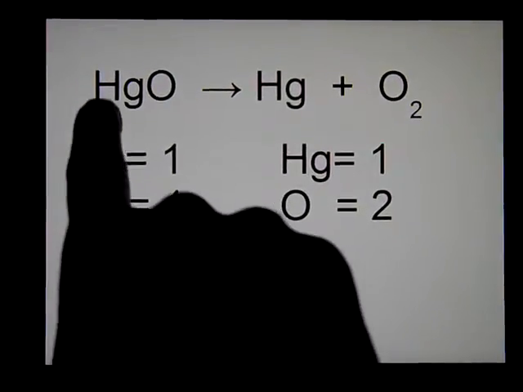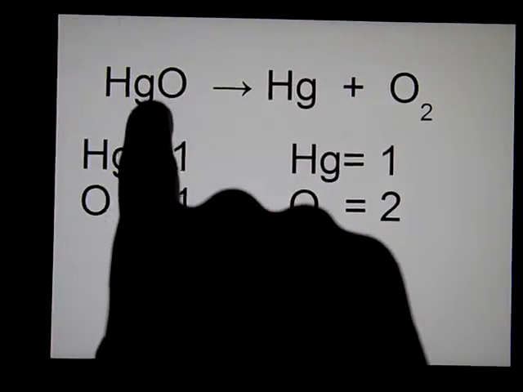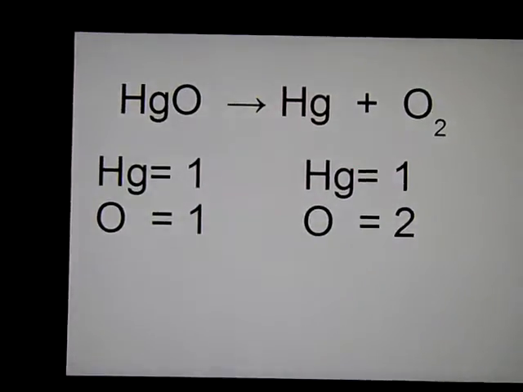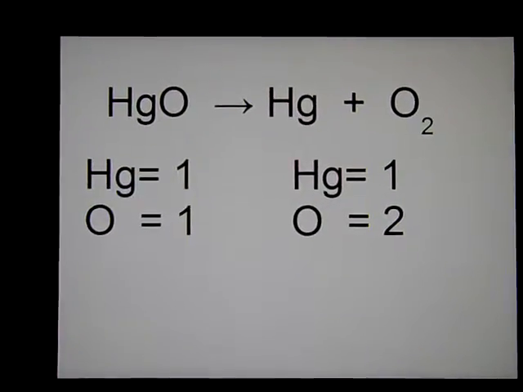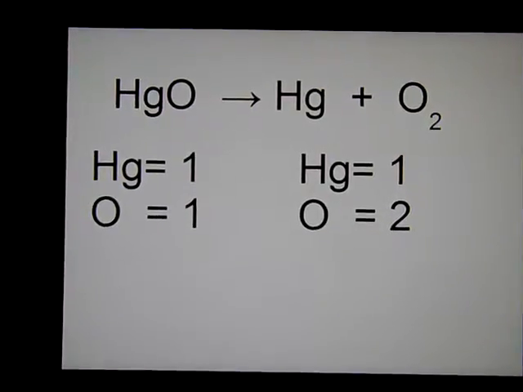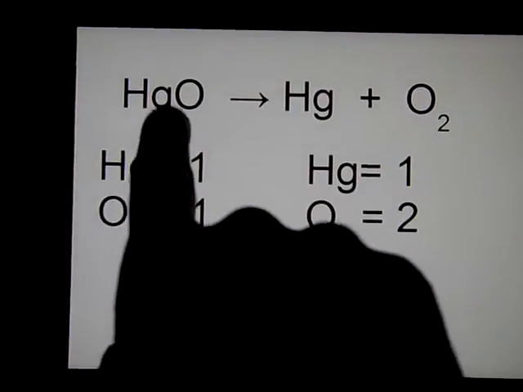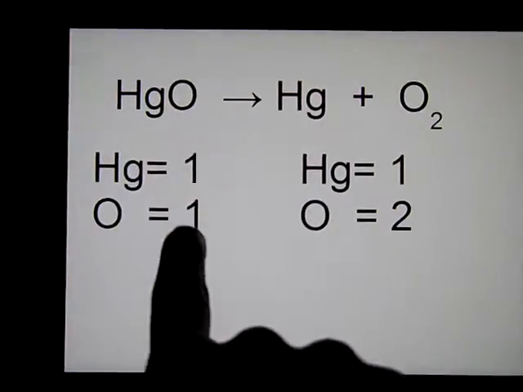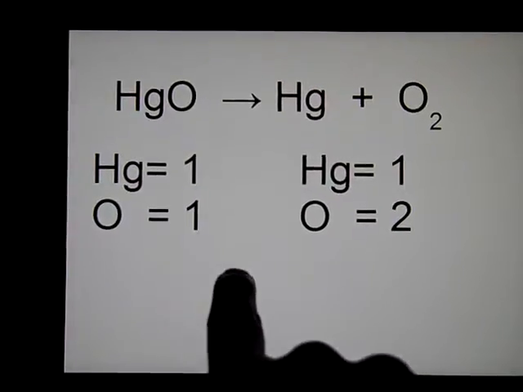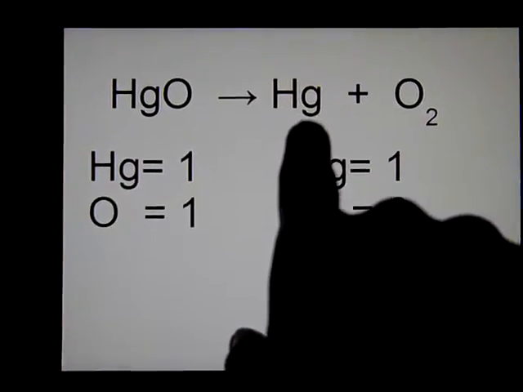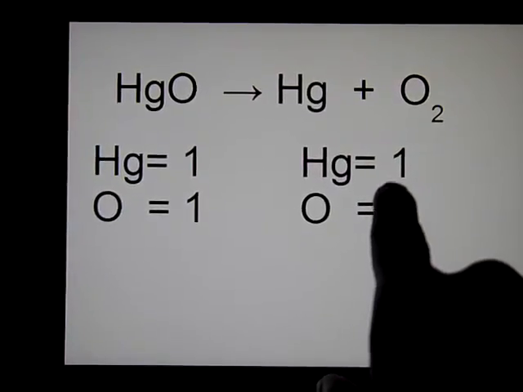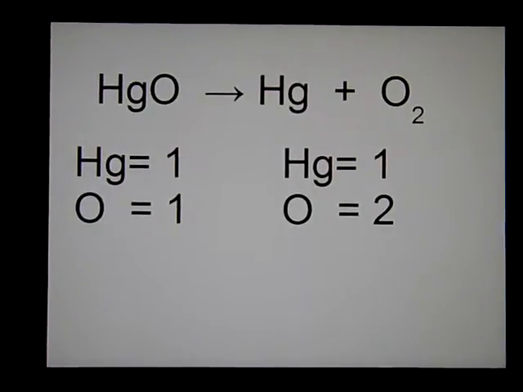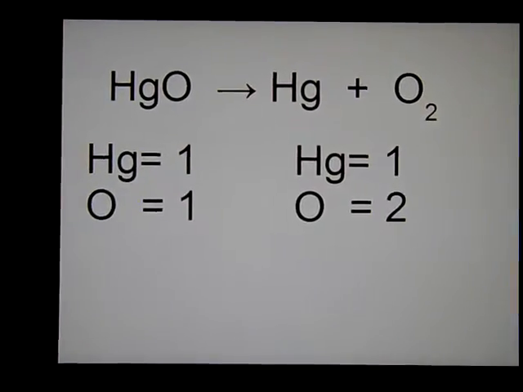In this one we have mercury 2 oxide, HgO, producing mercury and oxygen. And again, I made a list of both sides of the equation so we knew what was out of balance before we started. No subscript on the Hg means there's one of those. No subscript on the oxygen means that there's one of those. Go over to the product side. No subscript on the Hg means there's one of those. Subscript 2 on the oxygen means we have 2. So our oxygen's out of balance and we need to fix it.